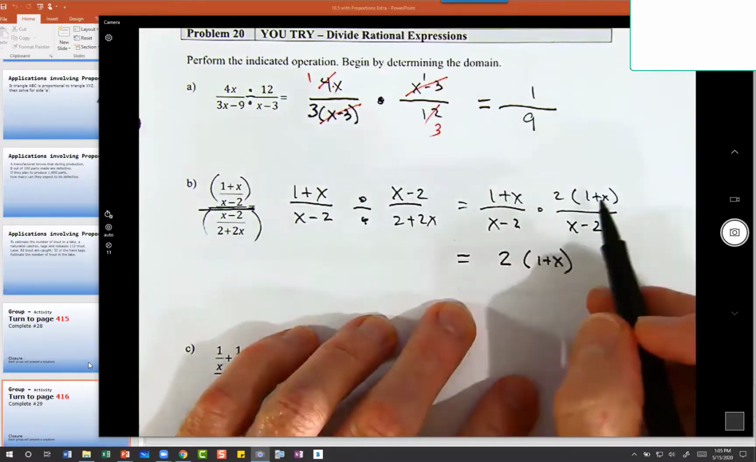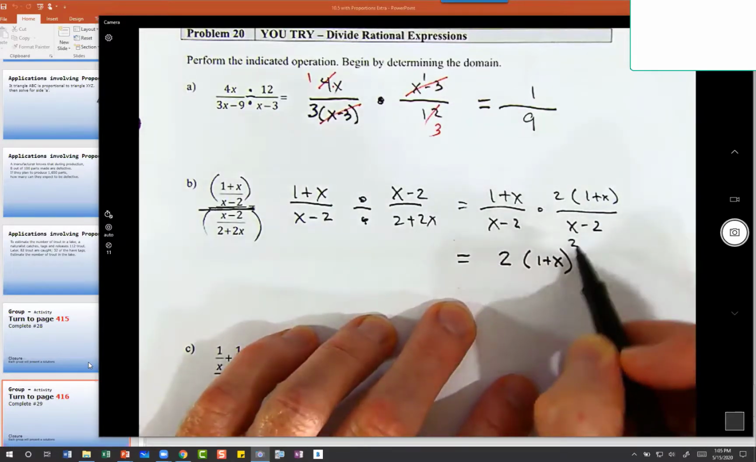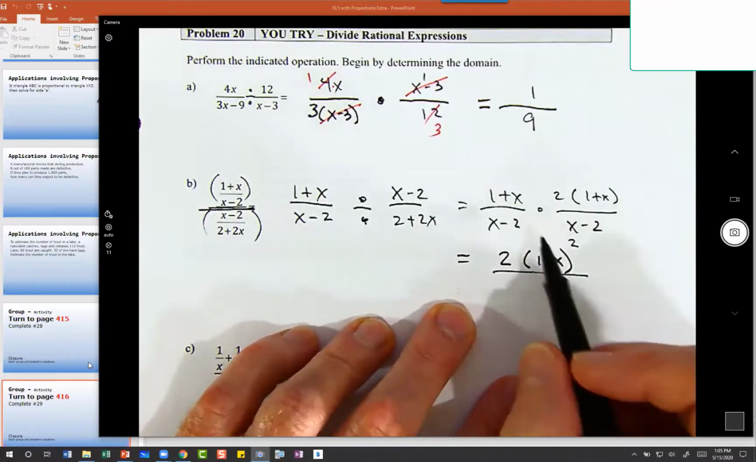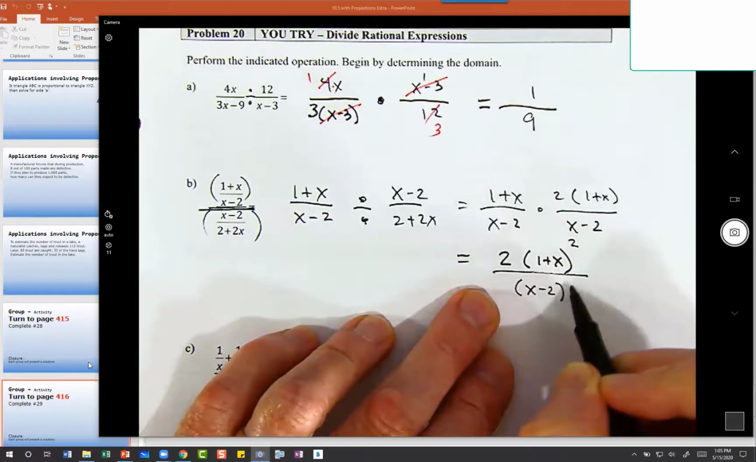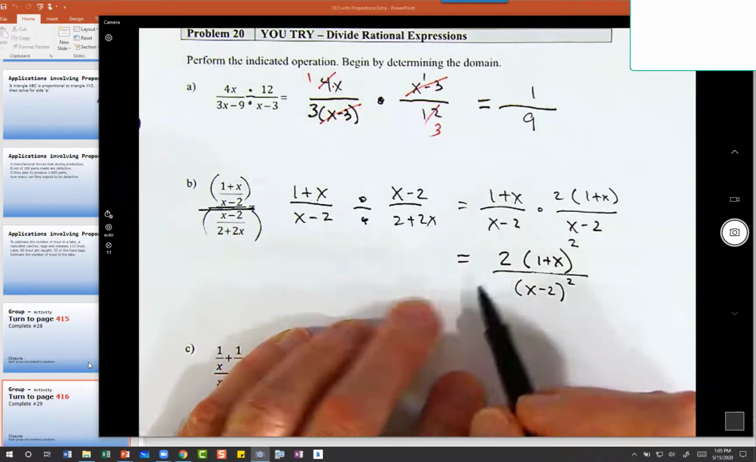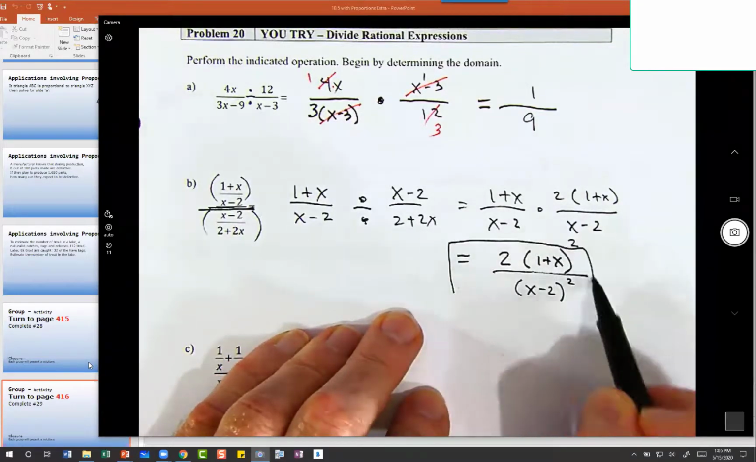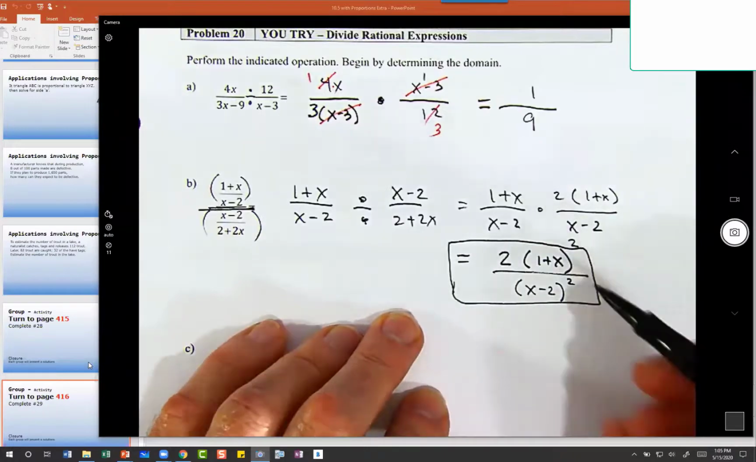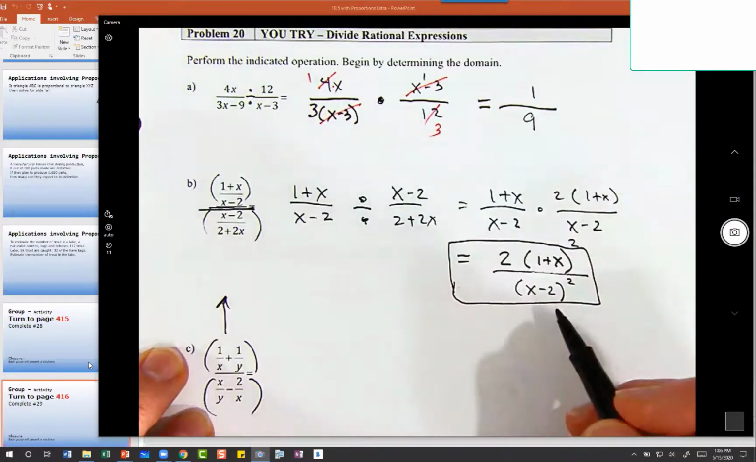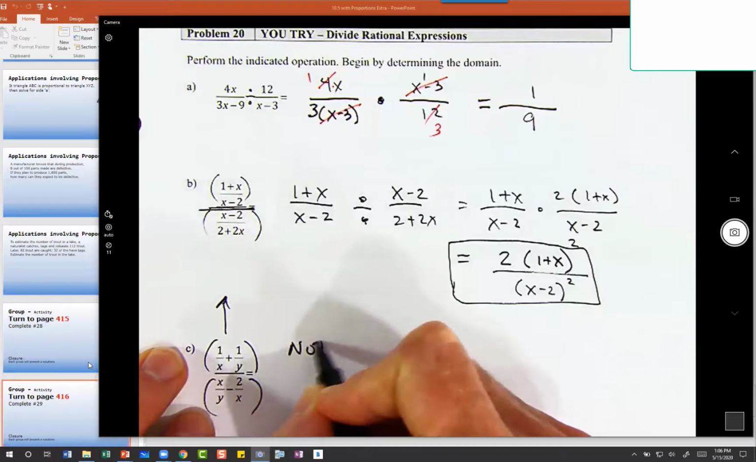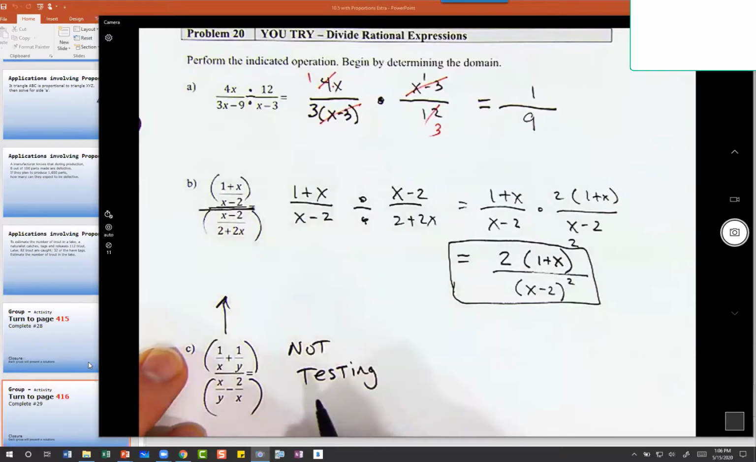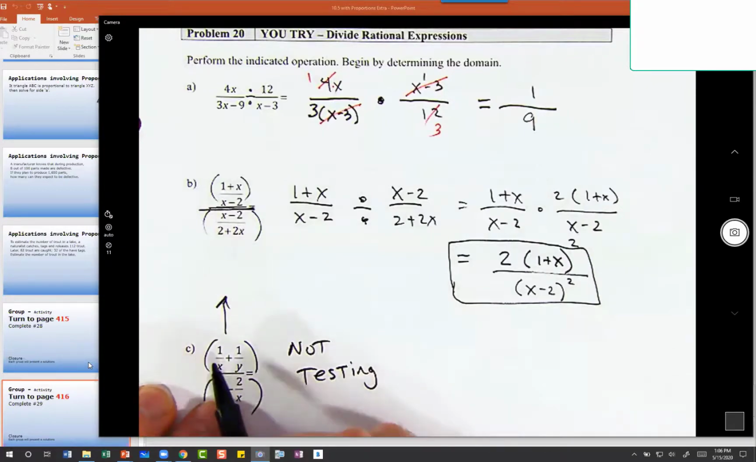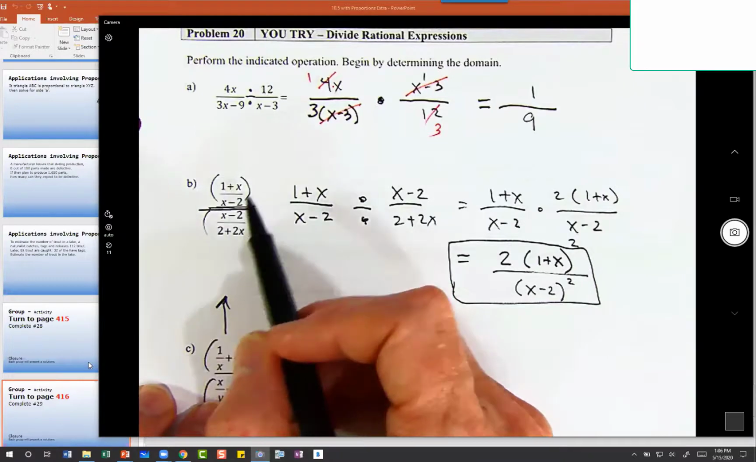It's 1 plus x times 1 plus x. I'm just going to be lazy and write it as a second power. And it's x minus 2 times x minus 2. I'm going to write that as a second power. And that division is all done. We can't really do much to it at the end. But I'm not testing this type. So the difference here is we're adding 2 fractions on top versus this one here where it's just 1 fraction on the top.